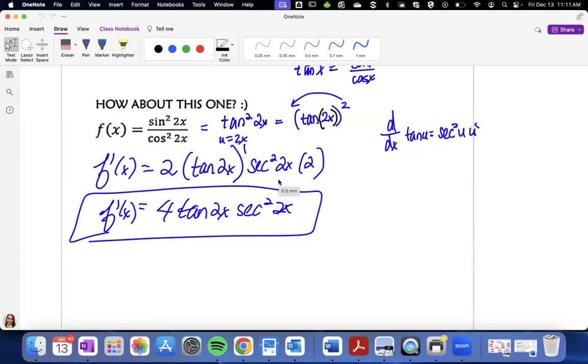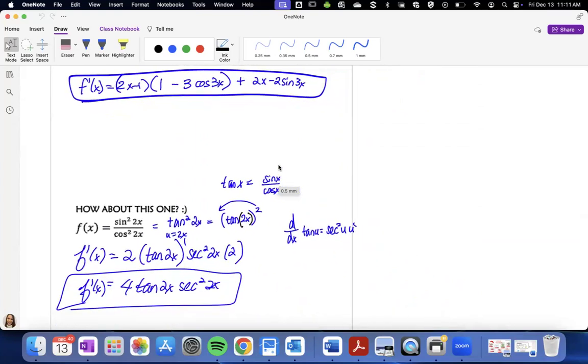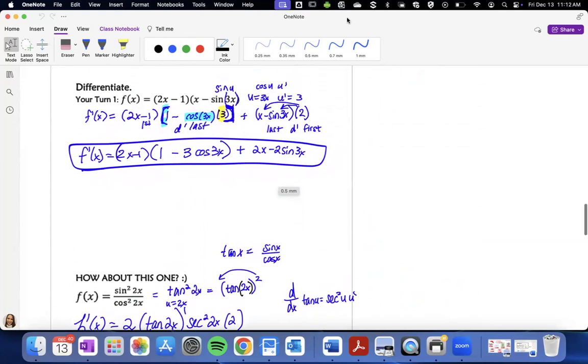So how come on the last one, that 3 stayed with the cosine, but that 2 doesn't stay with the secant? Do you see that this is all multiplied? So the 2, I can write in whatever order because of the commutative property of multiplication. Up here, this was subtracted, so the 3 only goes with what it's multiplied to, right? I can write this as 1 minus the cosine of 3x times 3, which is just 1 minus 3 cosine 3x. There we go. I know, it's so laggy.